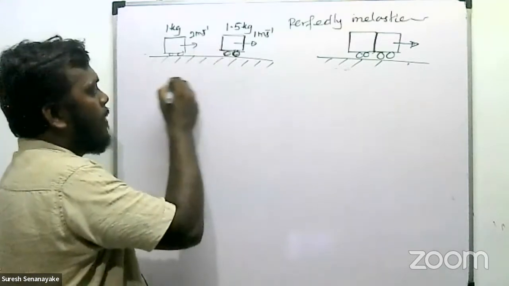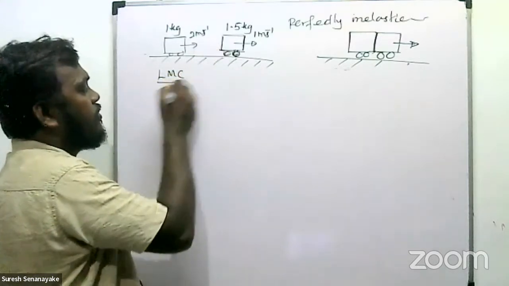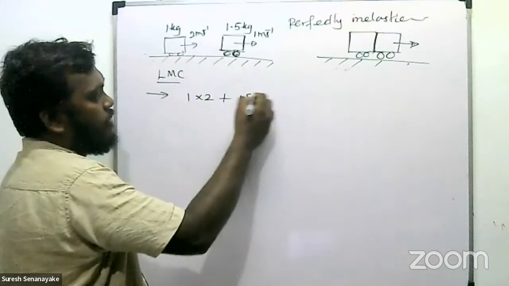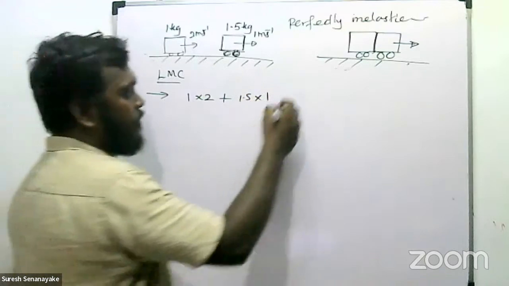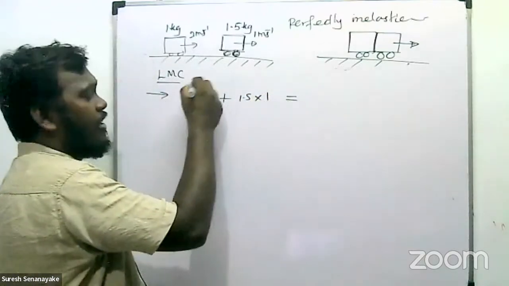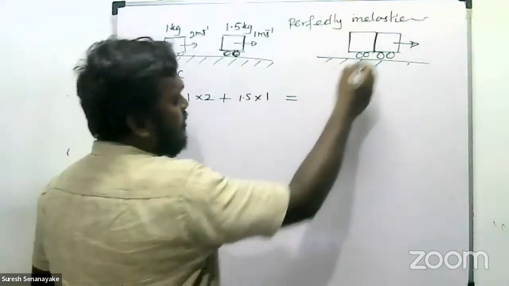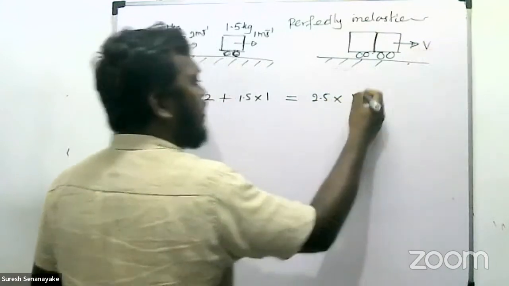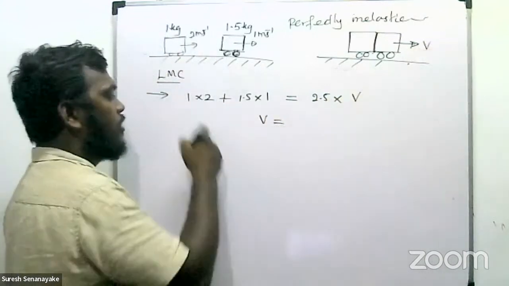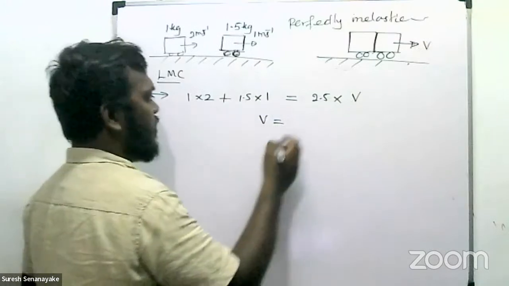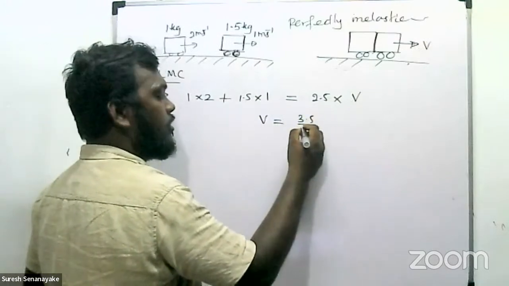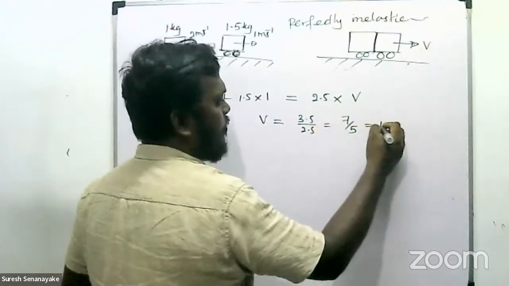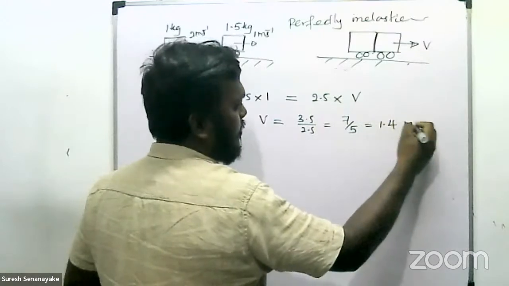Here you can apply the linear momentum conservation towards this direction: 1 into 2 plus the mass 1.5 kilogram into 1 as the velocity, because this is m1 v1 plus m2 v2, and this is the total mass, 2.5 kilogram, multiplied by its velocity v. You can find this v now. 2 plus 1.5 is 3.5, and 3.5 divided by 2.5 is 7/5, which means 1.4 meters per second.